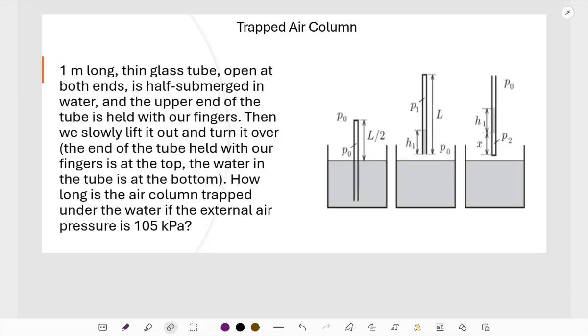Hello and welcome to another problem. It is something about a trapped air column. I don't know how the air column has been trapped.